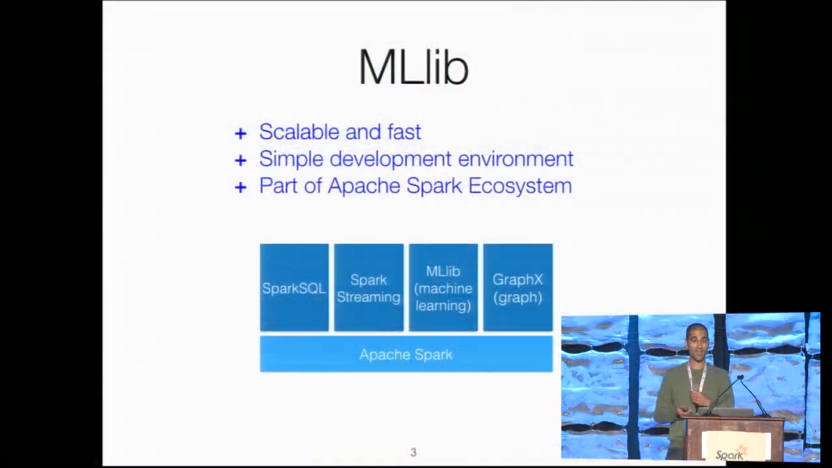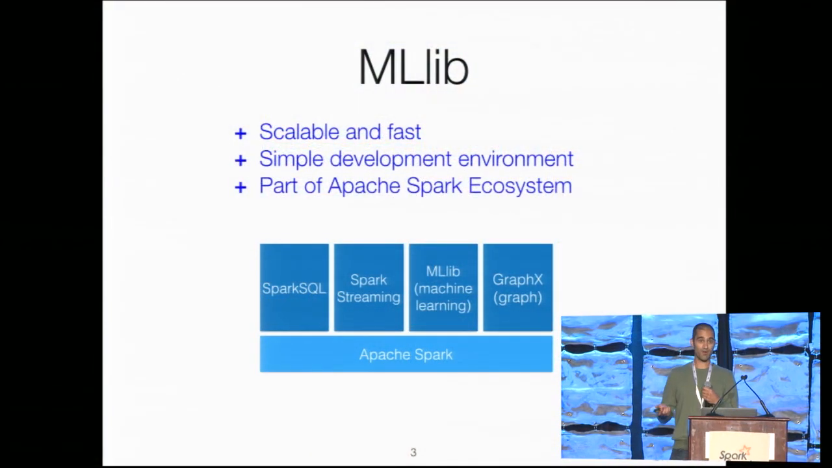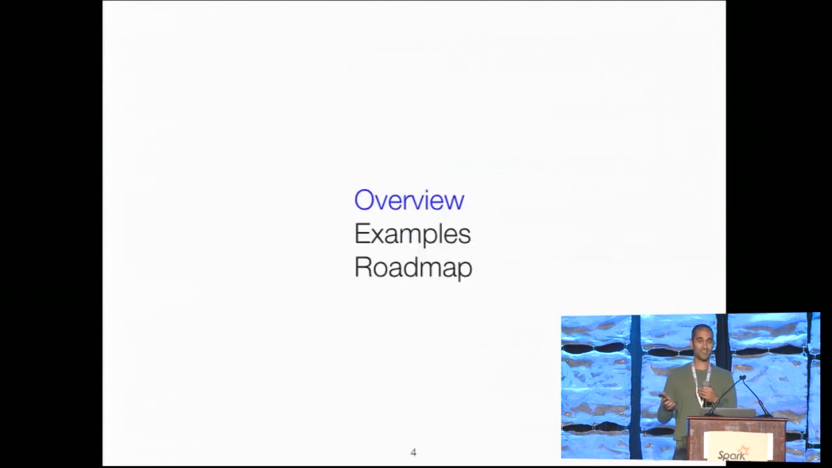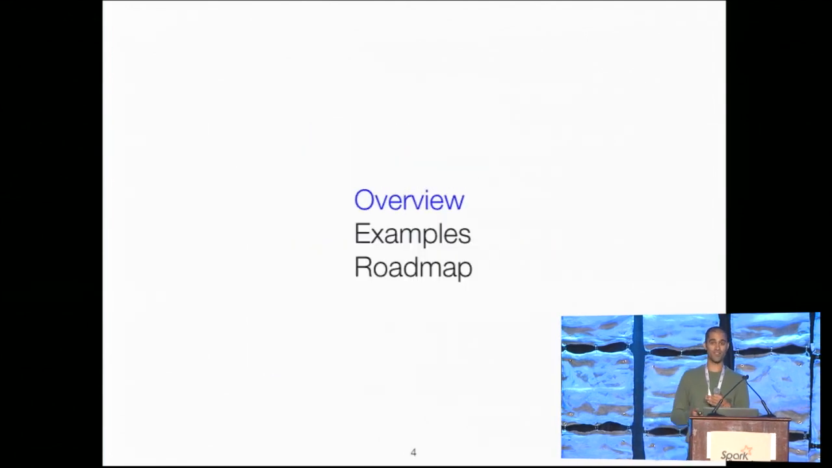And I would argue that MLlib satisfies all three of these constraints. It's scalable and fast. Being part of Spark, it has a nice development environment. And again, as you've probably heard several times by now, the fact that it's part of this nice ecosystem means that you can do many different things along with machine learning, such as Spark SQL, streaming, GraphX, and so on.